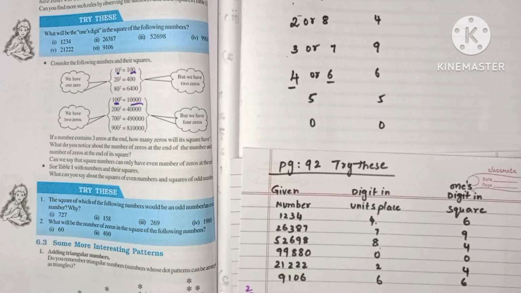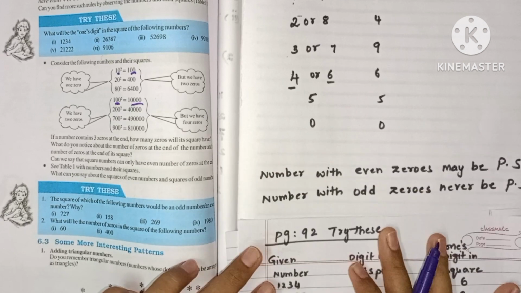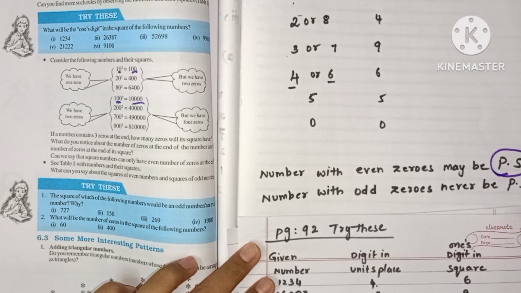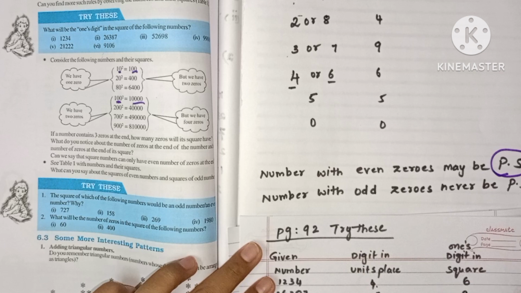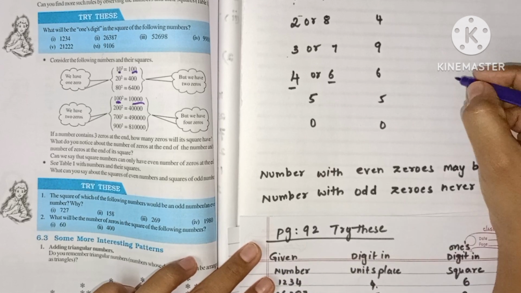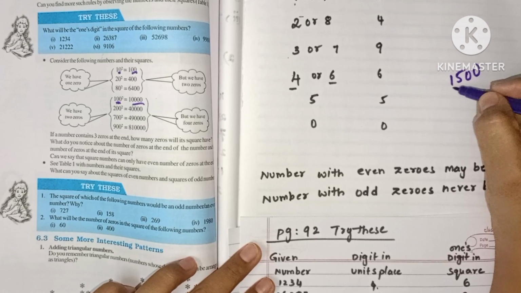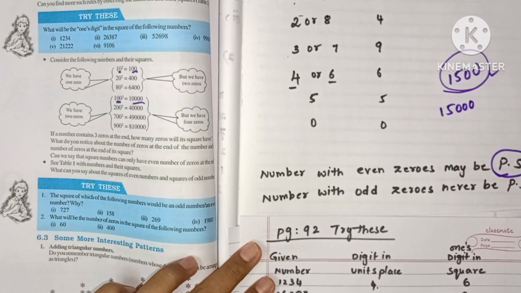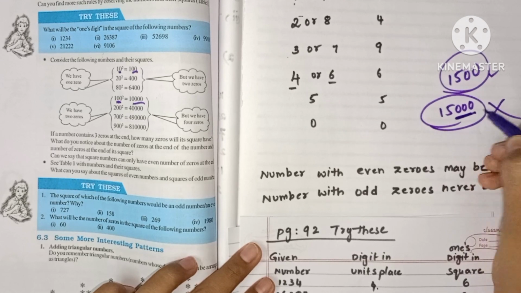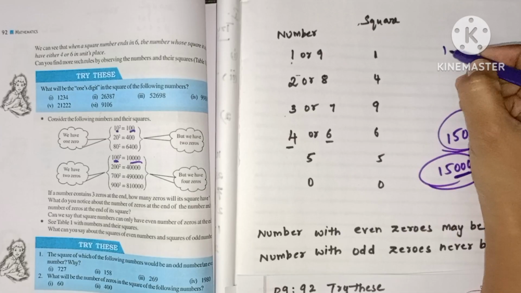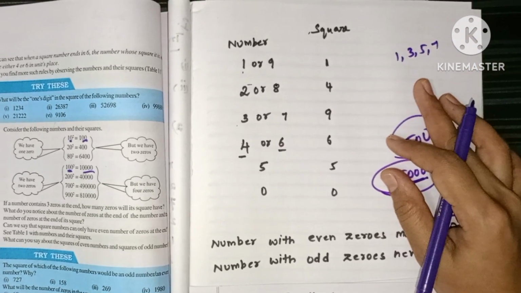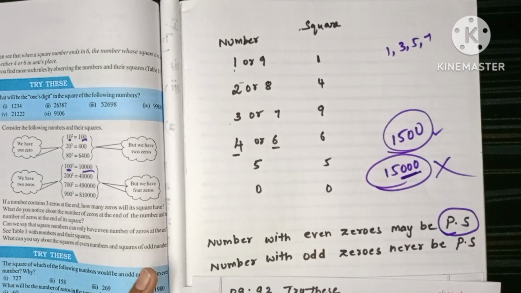And another important point here, you have to remember: a number with an even number of zeros may be a perfect square. PS means perfect square. A number with an odd number of zeros can never be a perfect square. Suppose if I ask 1500, you can tell it may be a perfect square. And similarly, 15,000, I asked, you can clearly tell it is not a perfect square. Why? An odd number of zeros are there. Okay. You know the odd numbers 1, 3, 5, 7. The numbers which are not divisible by 2 are called odd numbers, right? So you can tell like this.